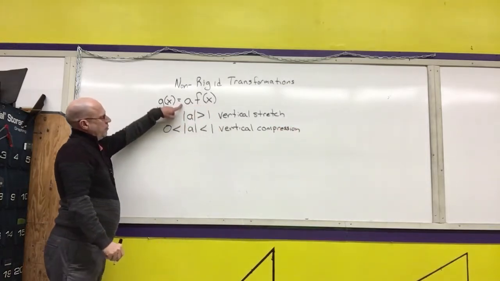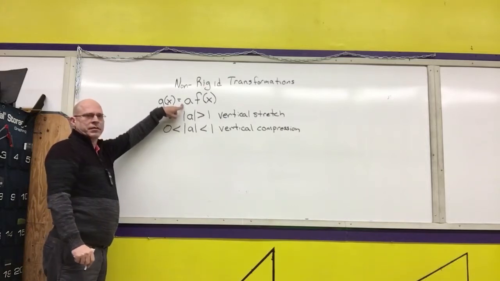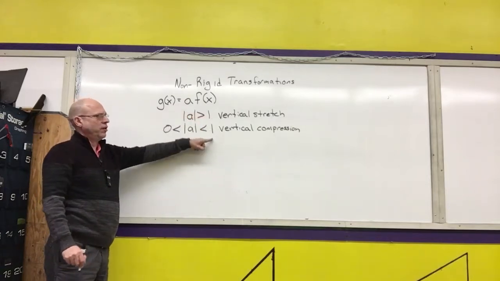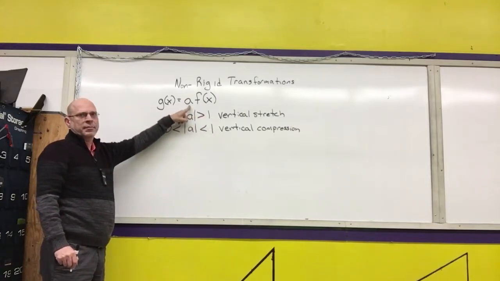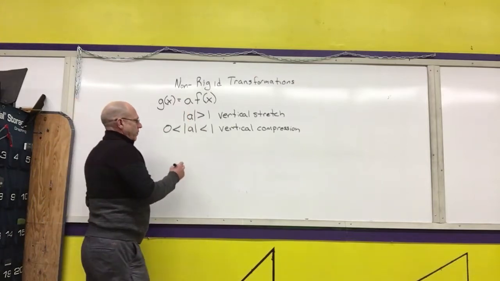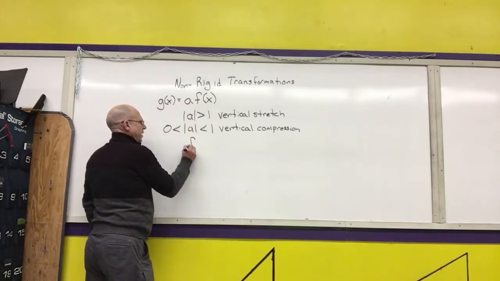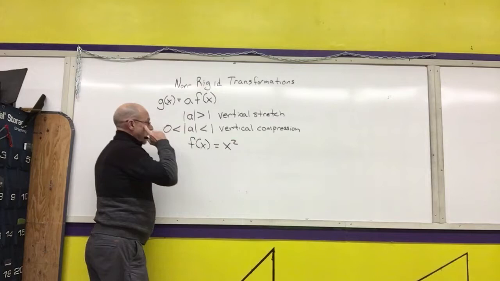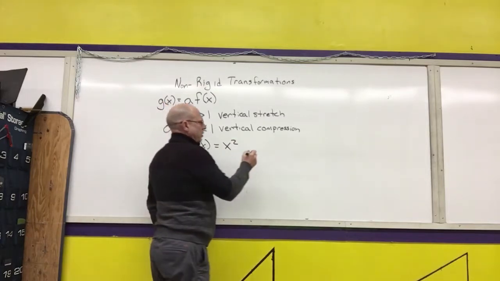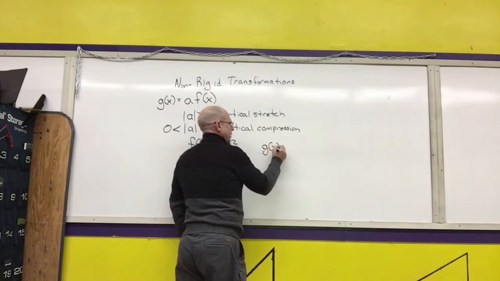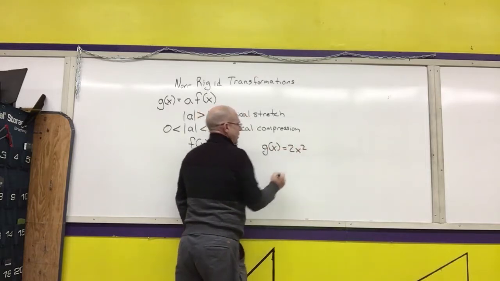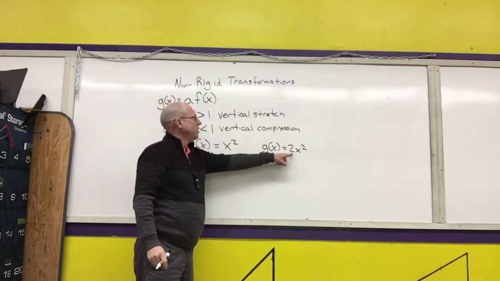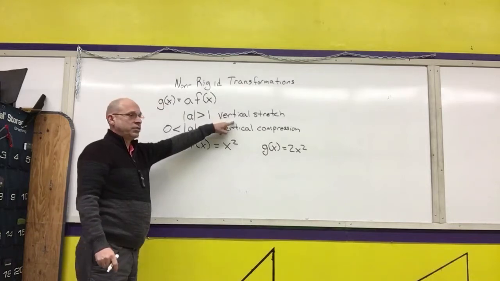From the last video, you should remember that if a is negative, it's going to cause a reflection across the x-axis, and then it will have a stretch or a compression based off of the absolute value of a. So for a specific example, if f of x is equal to x squared, and I want to actually graph the function g of x, which is equal to 2x squared, so this f of x is my parent function, the 2 is going to cause a vertical stretch.